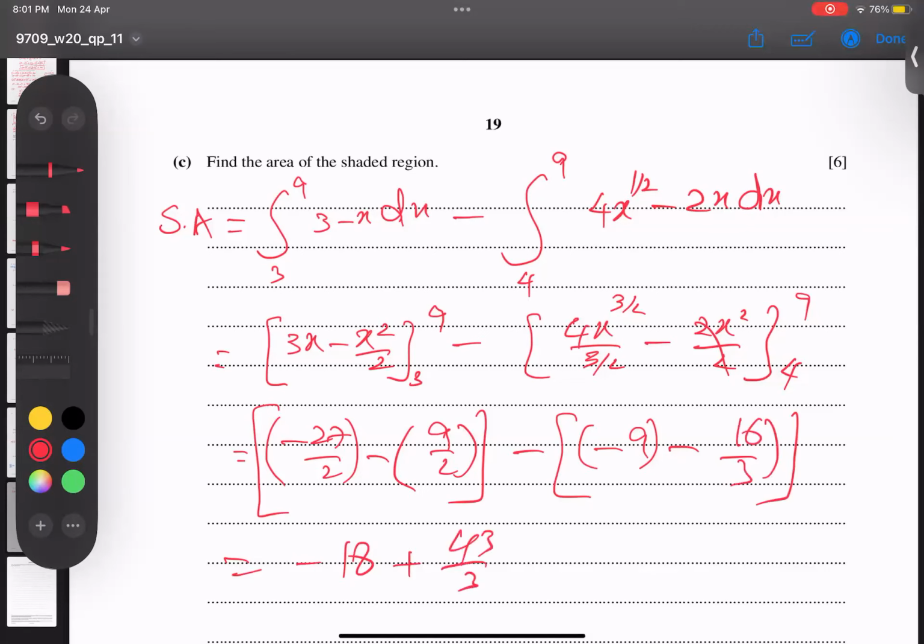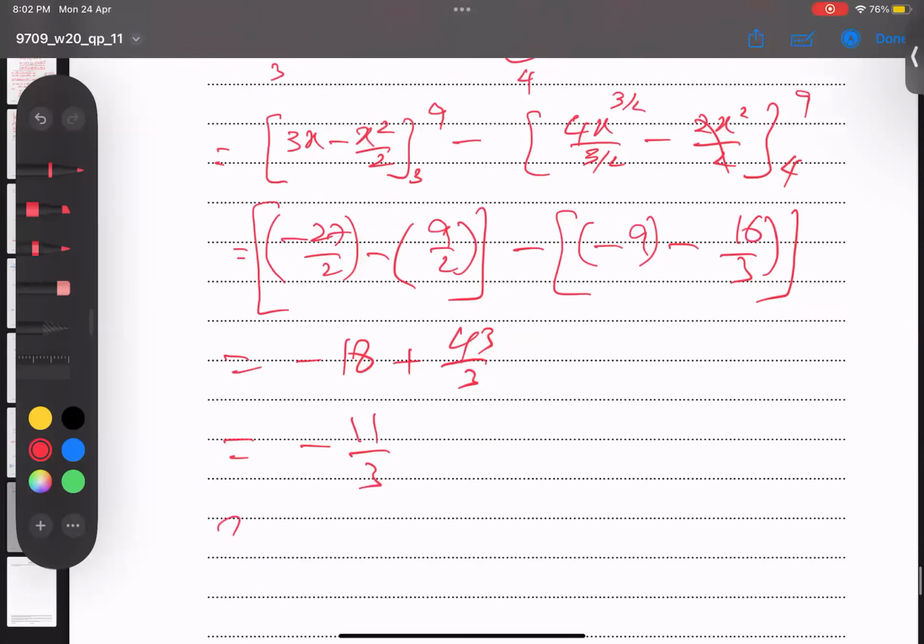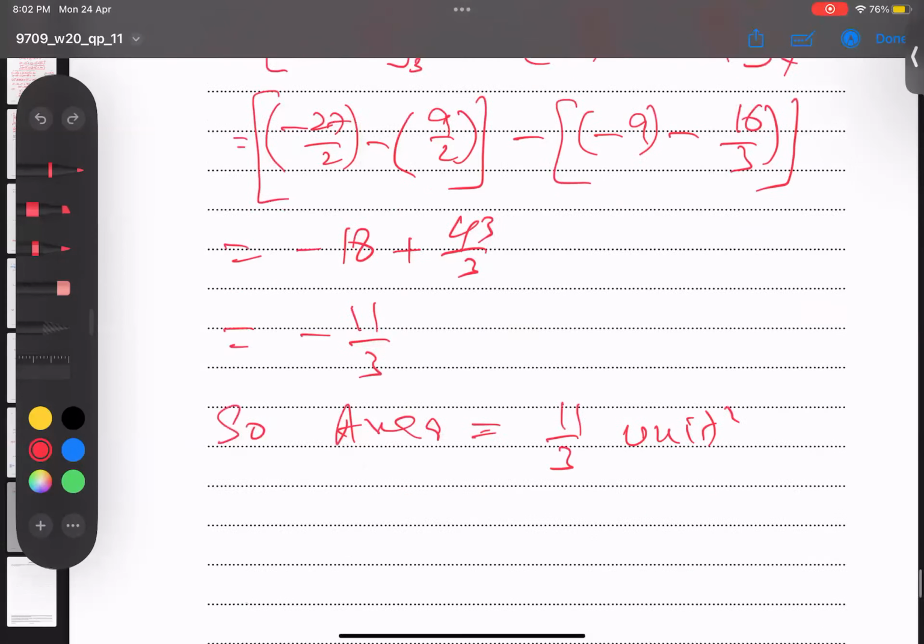And when I find it finally, I'm getting negative 18 plus 43 by 3. So it gives minus 11 over 3. I will eliminate the sign, so the area is becoming what, students? 11 by 3, positive, because I will eliminate the negative sign, because the area is below the x-axis. So that is why I have to eliminate the minus sign. I hope the point is very, very clear, and we finish this question as well, and finish the paper even.